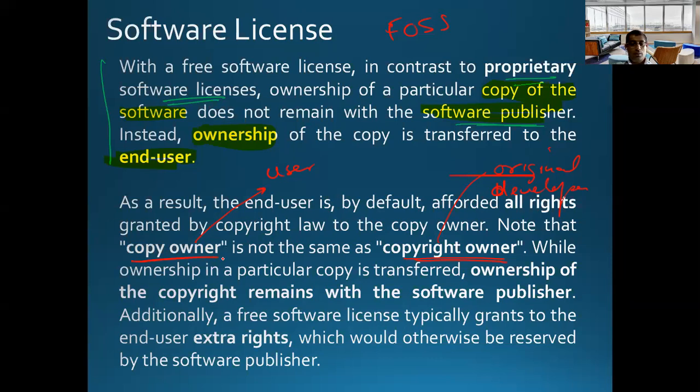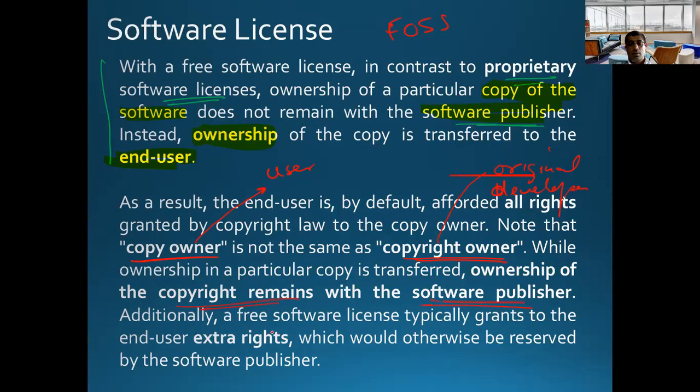So whenever you purchase or acquire software, you are a copy owner. But the copyright owner is the original author. If I read this part: note that the copy owner is not the same as a copyright owner. While the ownership of the particular copy is transferred, the ownership of the copyrights remains with the software publisher.